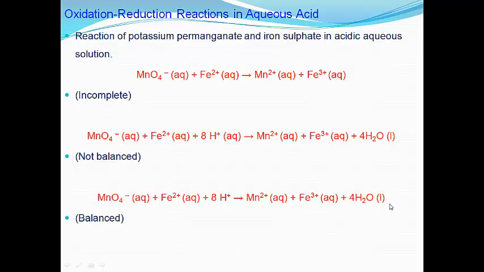Now this is a reaction involving oxidation reduction in acids. We can also have similar reactions, not necessarily with potassium permanganate and iron sulfate, but other oxidation reduction reactions or processes in aqueous base, and the same principle will apply.